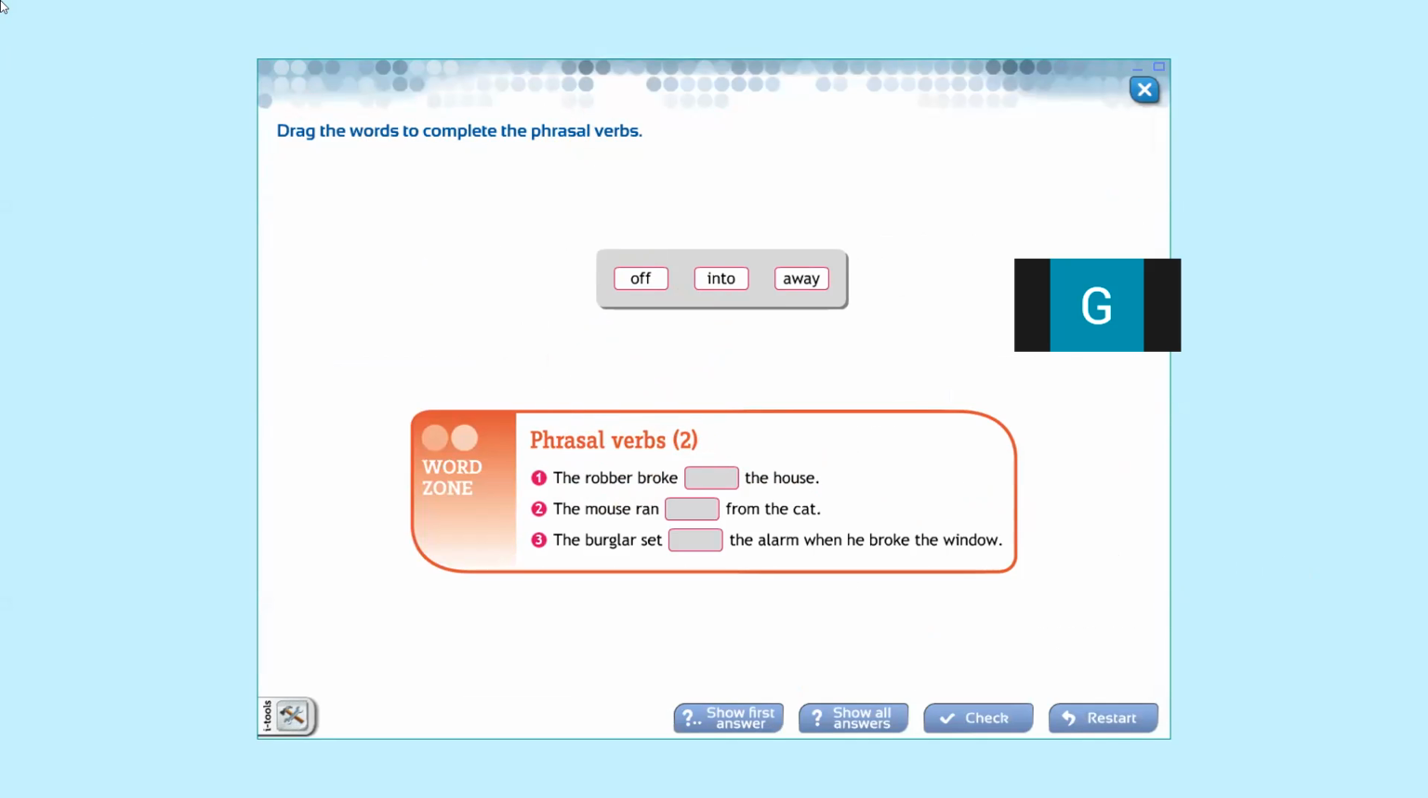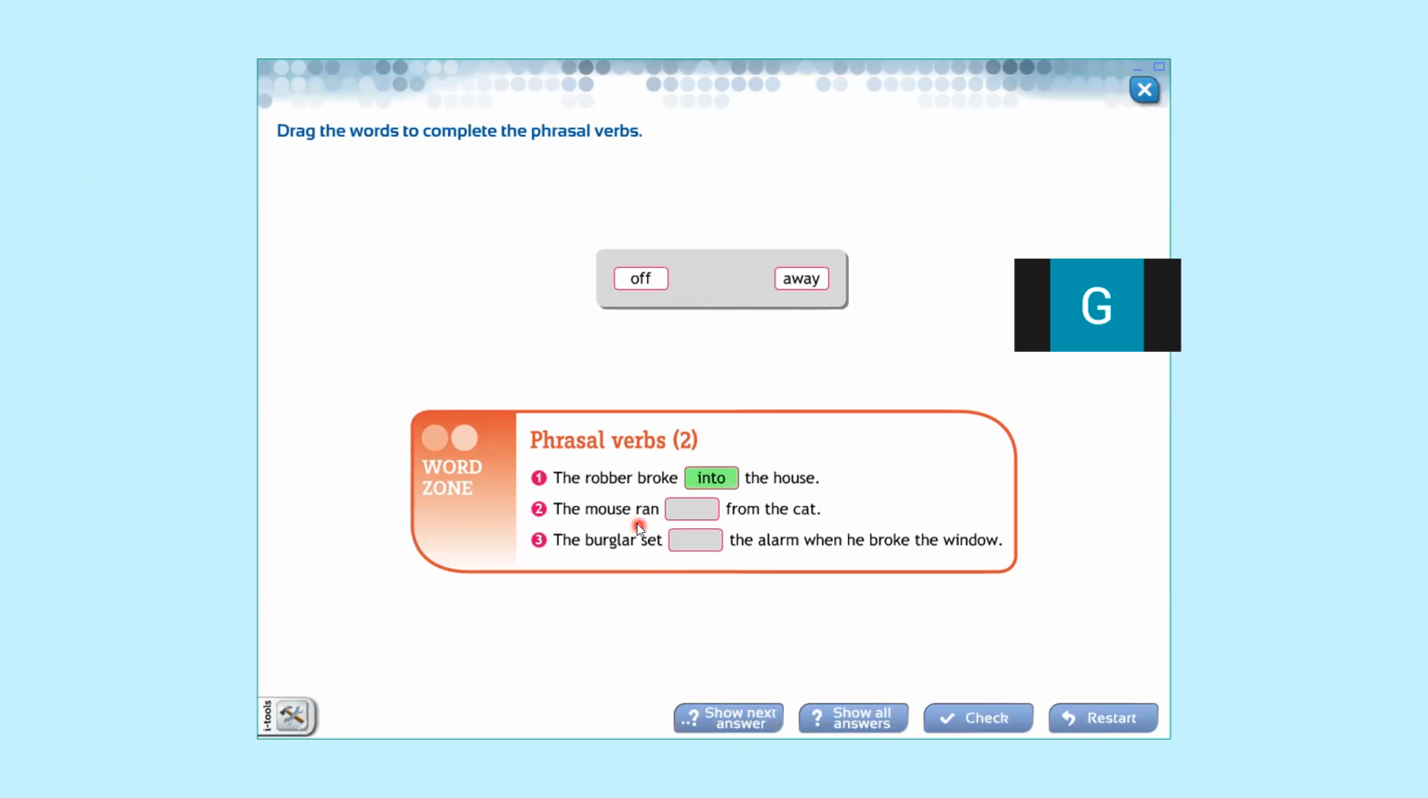Gary, start with number one. Oh, the rubber rocket. What is the particle that you are going to find for this one? Broke into, broke off, or broke away? In the story, the rubber broke into. Okay, very good. What is number two, Gary?